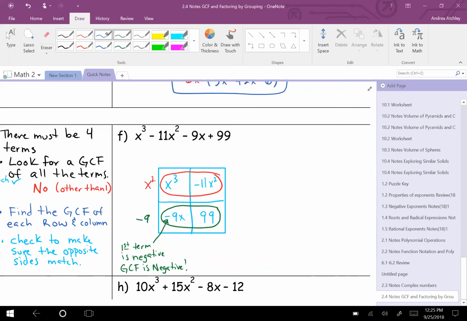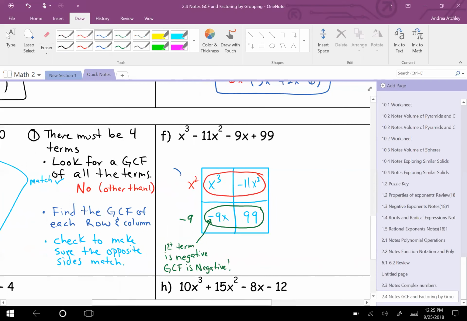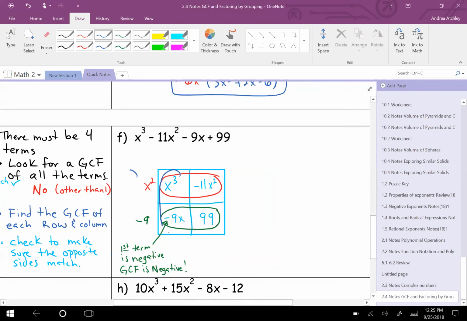Okay, when you're doing that, then you're going to go this way. Then you're going to go this way. And you can pull out an x. And then this way. Again, that first term is negative. So we're going to pull out, class, negative 11. We're going to check to make sure that bottom number will match. So I'm going to divide. Negative 9 divided by negative 9 is positive 1x.